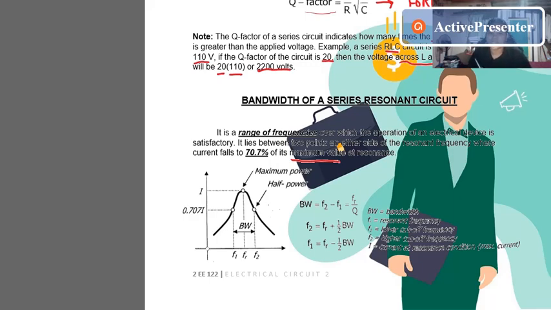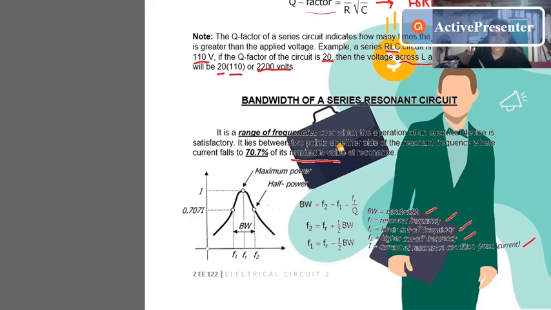So there is our formula. Remember, BW is the bandwidth, FR is the resonant frequency, F1 is the lower cutoff frequency, F2 is the higher cutoff frequency, and I is the current at resonance. So these are the formulas.